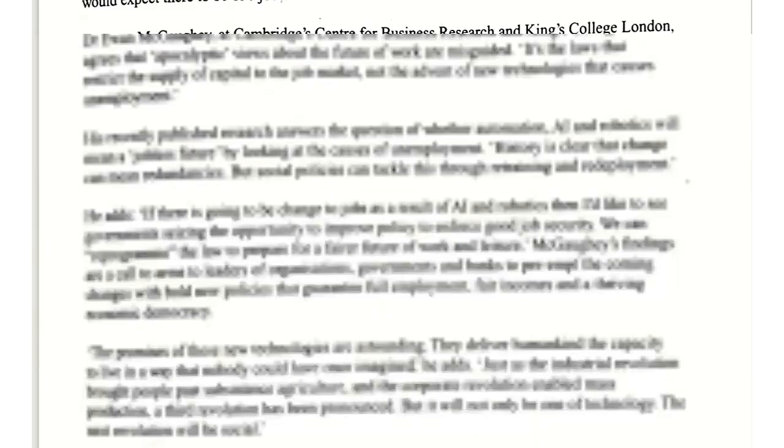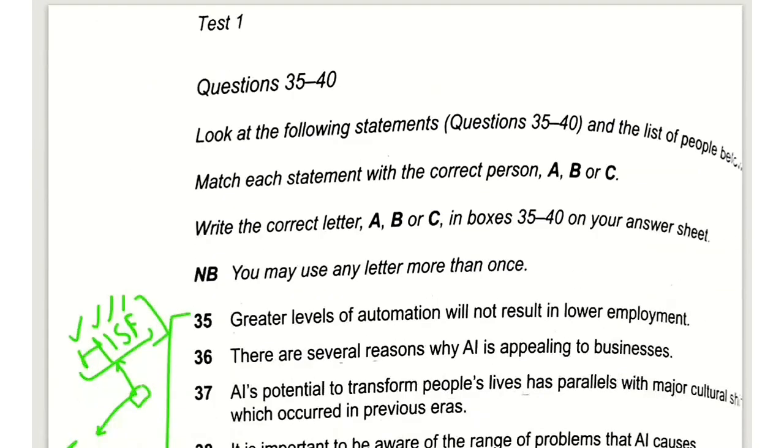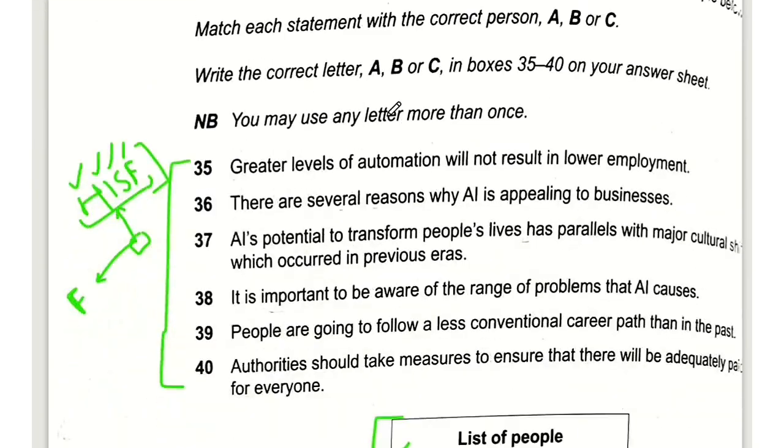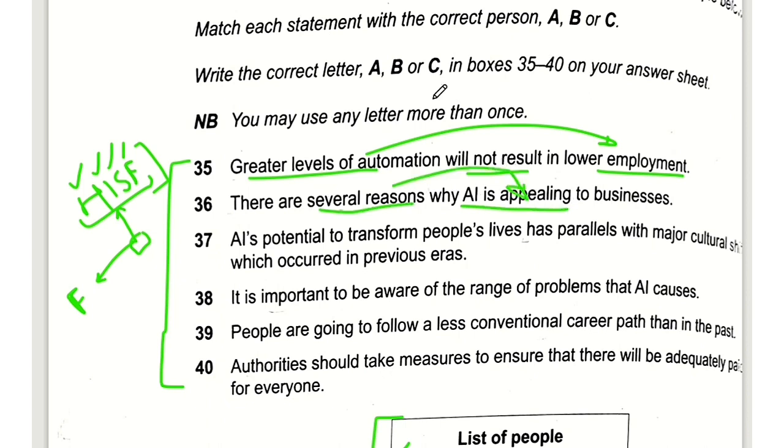So now we'll be going through the different options they have given. Greater levels of automation will not result in lower employment. So they're saying automation will not result in lower employment. There are several reasons why AI is appealing to business. They're giving all the reasons why AI is appealing.